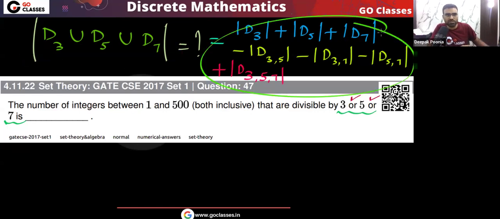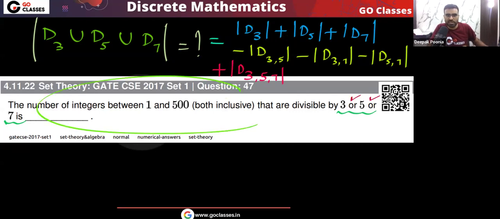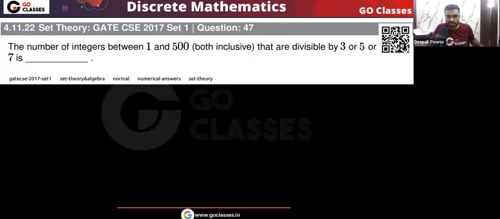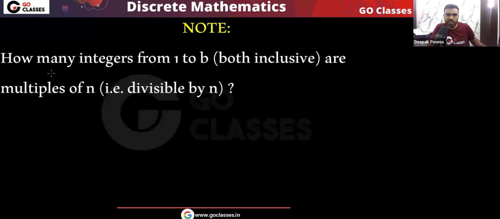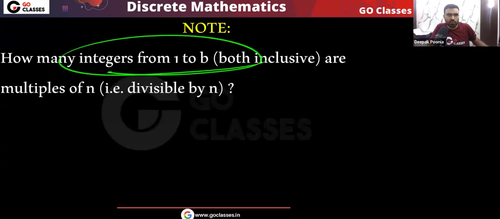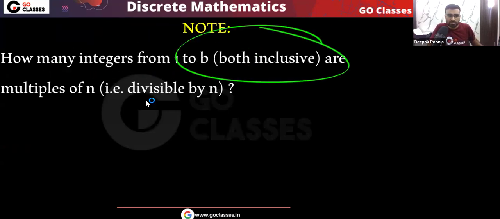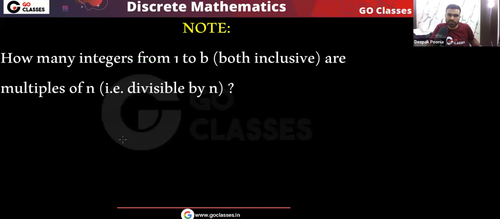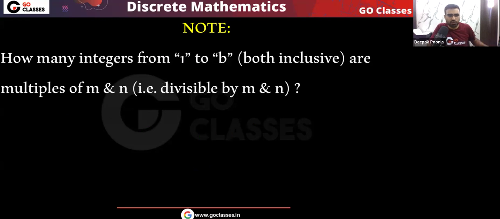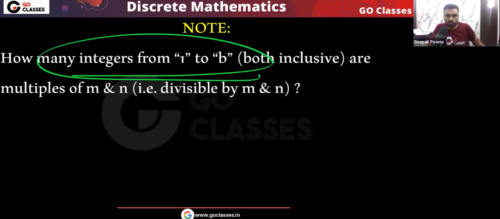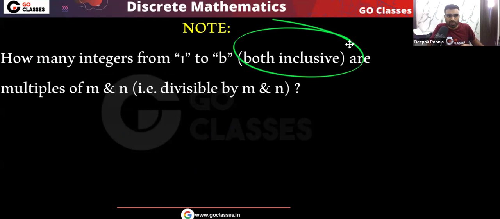Now we have to find all these values: how many are divisible by 3, how many are divisible by 5 in this range, how many are divisible by 3, 7, and so on. Two important results I told you already: how many integers from 1 to b, both inclusive, are divisible by n, that we already know, is b divided by n, floor. Also we know that how many integers from 1 to b, both inclusive, are divisible by m and n.